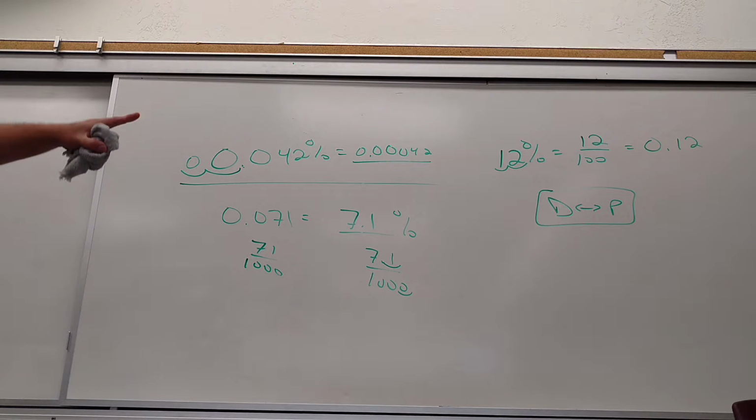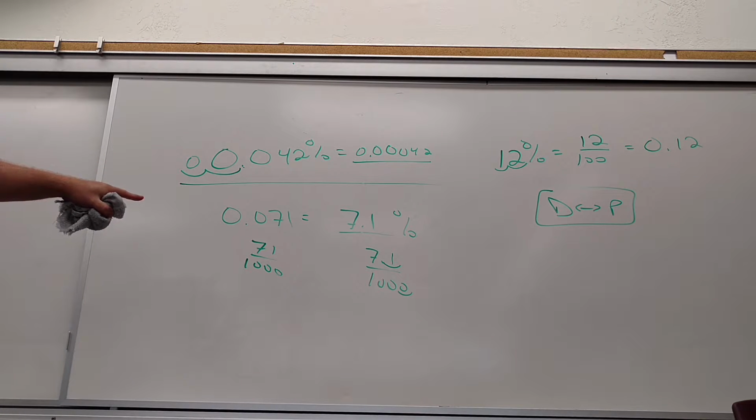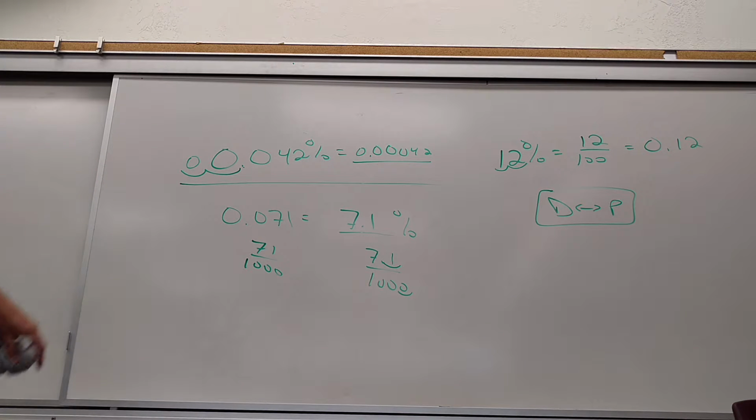When you want to go from a percent to a decimal, to the left, exactly. From a decimal to a percent, you move it to the right. From decimal to percent, move it to the right. Exactly. Just the reverse.